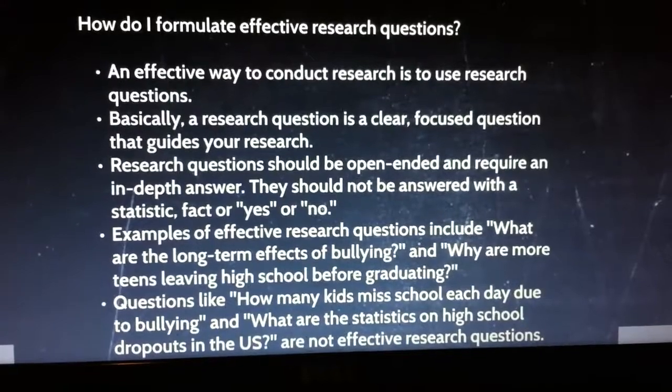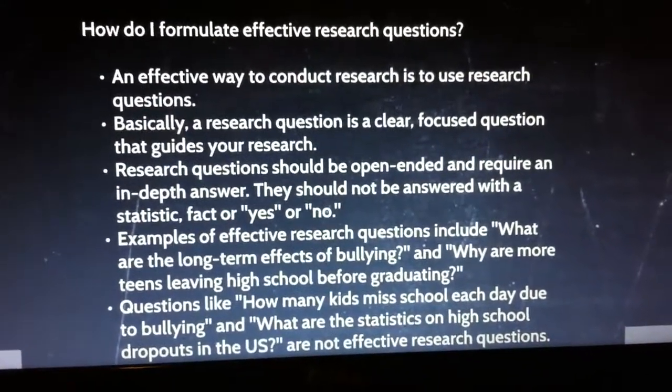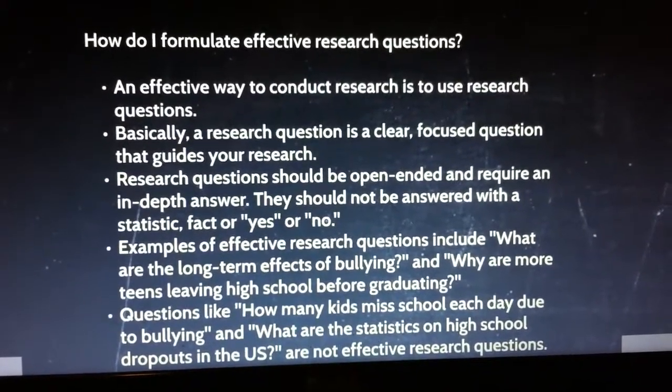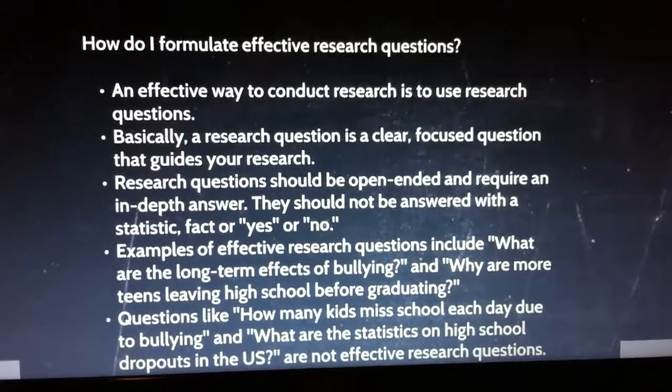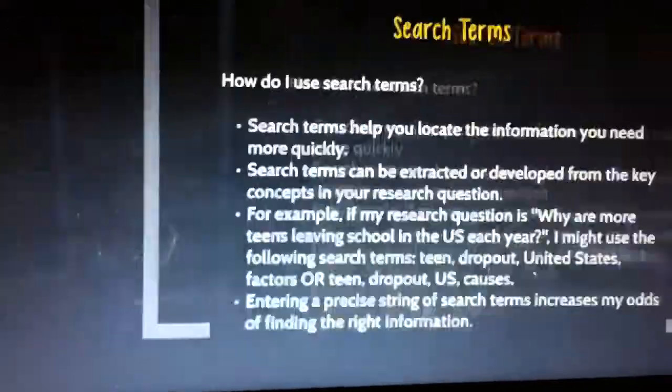Notice that both of these questions would need paragraphs to be answered rather than questions like how many kids miss school each day due to bullying, which we could answer with the number 160,000, and what are the statistics on high school dropouts in the USA? Because these are one-answer questions, they're not effective research questions.